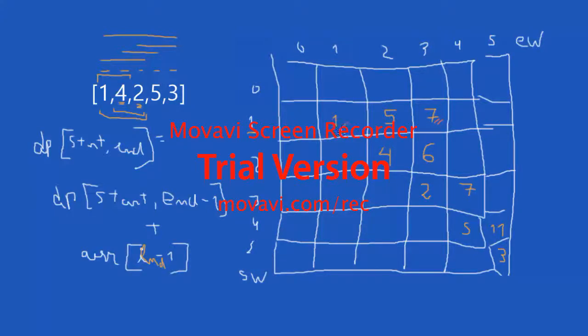We add this value, we add this value, we add this value, and we add this value, and we add this value. I forgot to mention: because this is a window of size 1, we add it. This is a window of size 2, we don't add it, but we will need it to calculate a window of size 3.